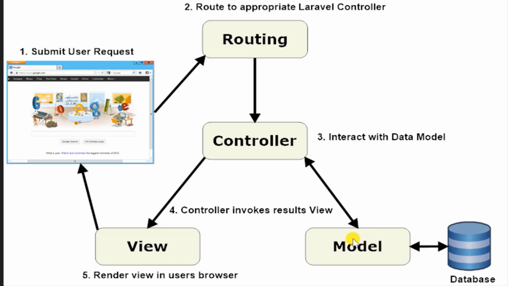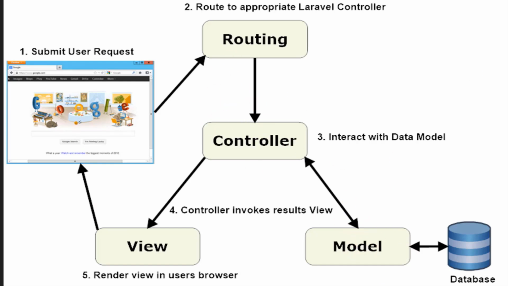The model can process the request and collect the data from our database. And if the database has any data, the database sends it to the model and the model sends it to the controller. Then the controller processes the data and sends the data to the view, and the view can render the data to our browser or user browser. And this is the MVC pattern logic, how it works.